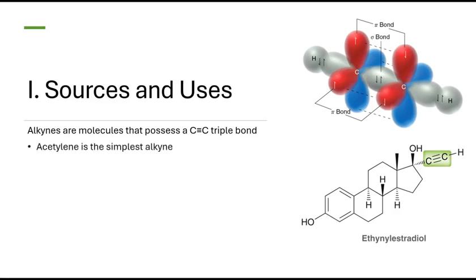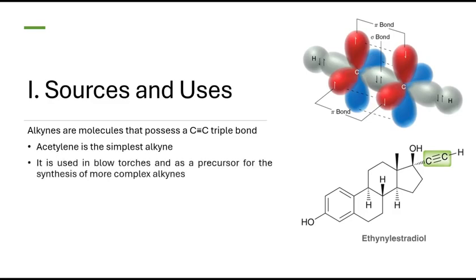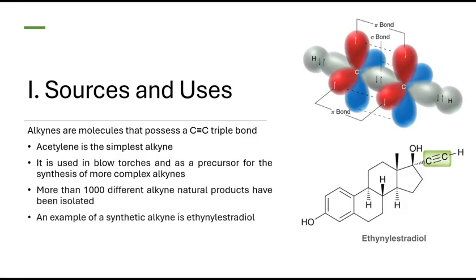Acetylene is the simplest type of alkyne. It is used in blow torches and in welding, and it's also a precursor for the synthesis of more complex alkynes. There's more than 1,000 different alkyne natural products that have been isolated. An example of a synthetic alkyne is ethinyl estradiol. It is the active ingredient in many birth control pills.